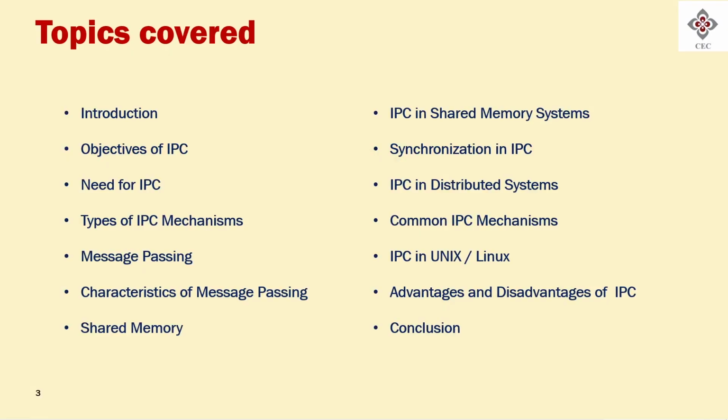The topics for today's IPC technique consist of objectives of IPC, need for IPC, types of IPC mechanisms, which include message passing and shared memory, and we have to provide synchronization while accessing the shared resources. Further, we have synchronization in IPC, then IPC in distributed systems, common IPC mechanisms, and IPC in Unix and Linux environments, and at last we discuss the advantages and disadvantages of IPC.